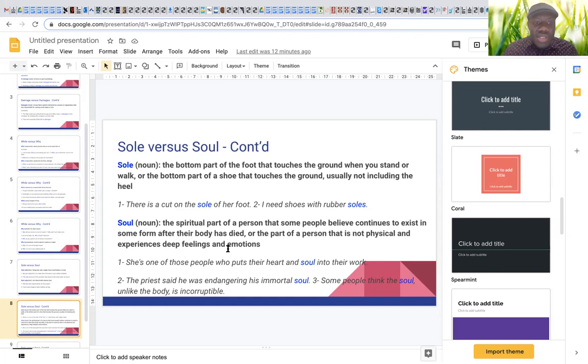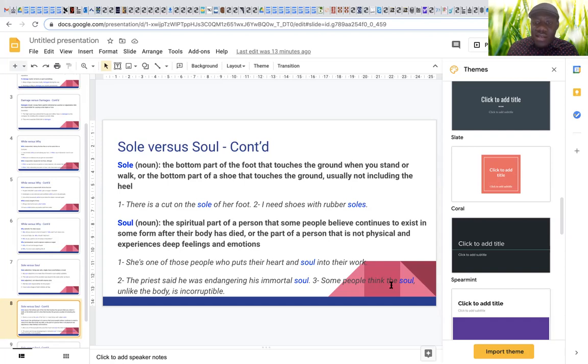So some examples. She's one of those people who puts their heart and soul into their job. So it means they don't only put their physical body and strength into their job, but their soul, their innermost, their spiritual part, okay? The priest said he was endangering his immortal soul by sinning, for example. The priest said he was endangering his immortal soul, the soul that never dies, according to Christianity, that will go either to hell or to heaven.